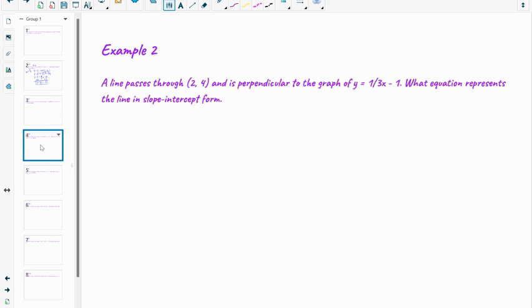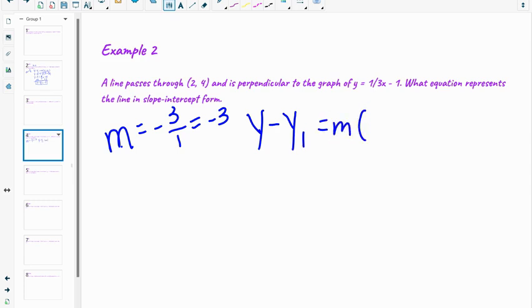Okay, so let's go ahead and do example 2. A line that passes through (2, 4) and is perpendicular to the graph y equals 1/3 x minus 1. What represents the line in slope intercept form? So now we're perpendicular, so we have to remember our two words for perpendicular: opposite reciprocal. So for 1/3, the opposite of a positive would be a negative, and the reciprocal of 1/3 would be 3/1, or just negative 3. So let's write out our general form again: y minus y1 equals m times x minus x1.